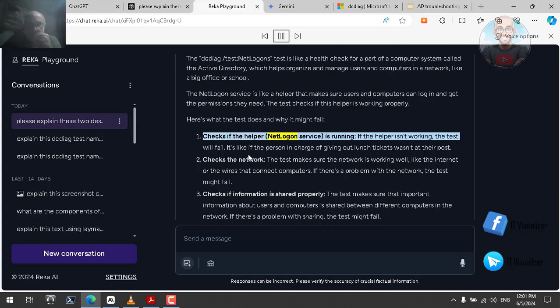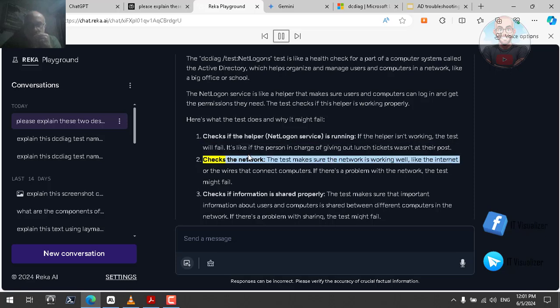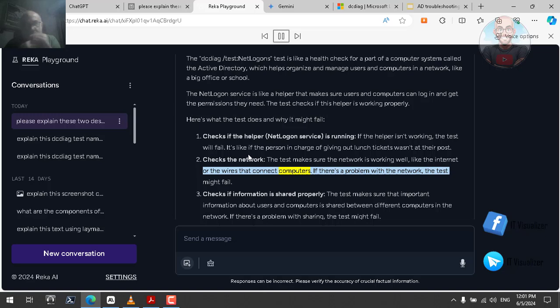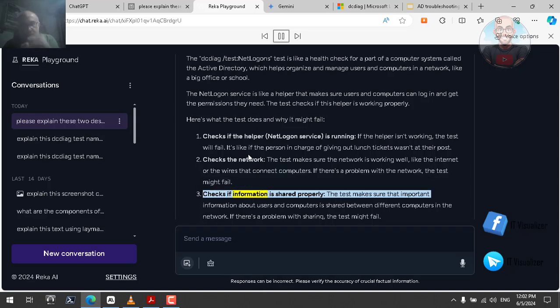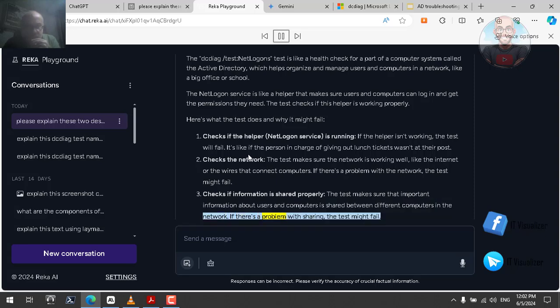Checks if the helper, Netlogon service, is running. If the helper isn't working, the test will fail. It's like if the person in charge of giving out lunch tickets wasn't at their post. Checks the network. The test makes sure the network is working well, like the internet or the wires that connect computers. If there's a problem with the network, the test might fail. Checks if information is shared properly. The test makes sure that important information about users and computers is shared between different computers in the network. If there's a problem with sharing, the test might fail.